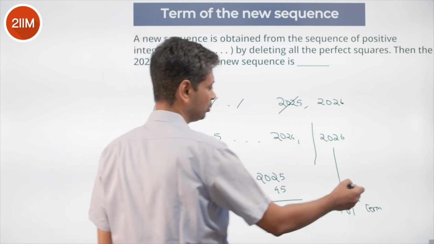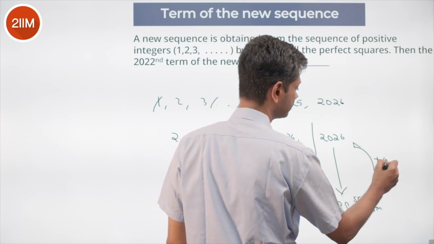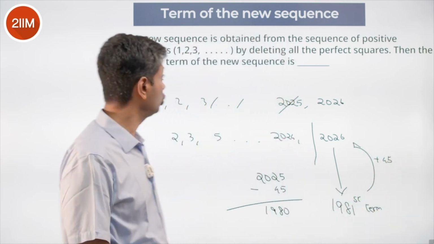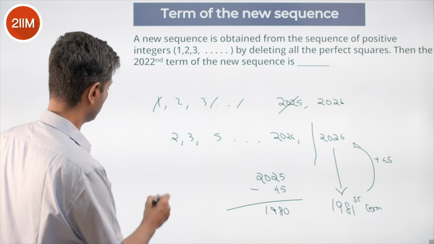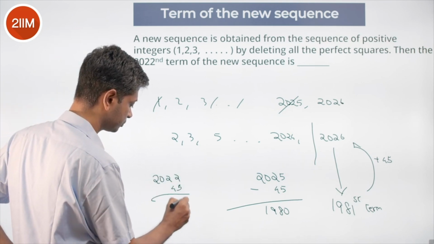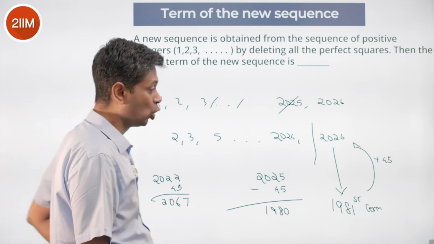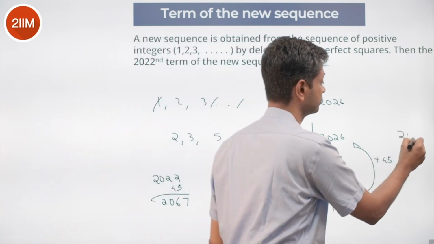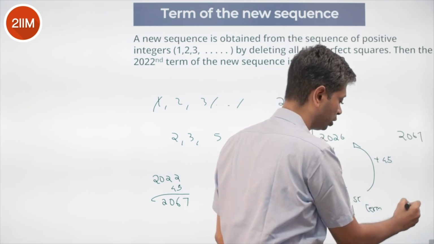So to this, I'm adding 45. 2022 plus 45 is my answer. 2067. 2067 will be my 2022nd term.